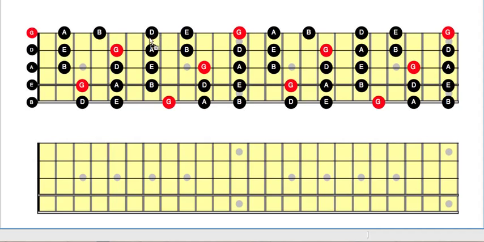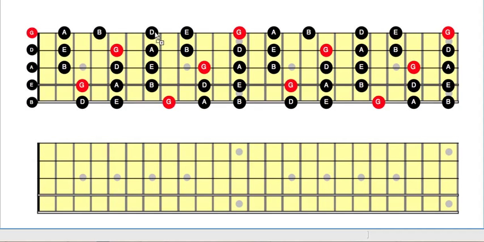So we're starting from D. So it's called the D Ritusen mode. That's the fourth mode of the G major pentatonic scale. The spelling of Ritusen is R-i-t-u-s-e-n. So that's the Ritusen mode.